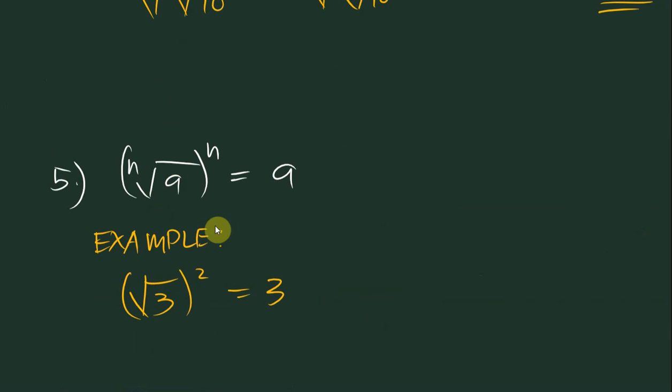Now let's have the fifth one. Let's say we have the nth root of a raised to n. This is just like nullifying taking the nth root. After taking the nth root, you raise it to n again, so we get a. An example here is the square root of 3 squared is equal to 3.